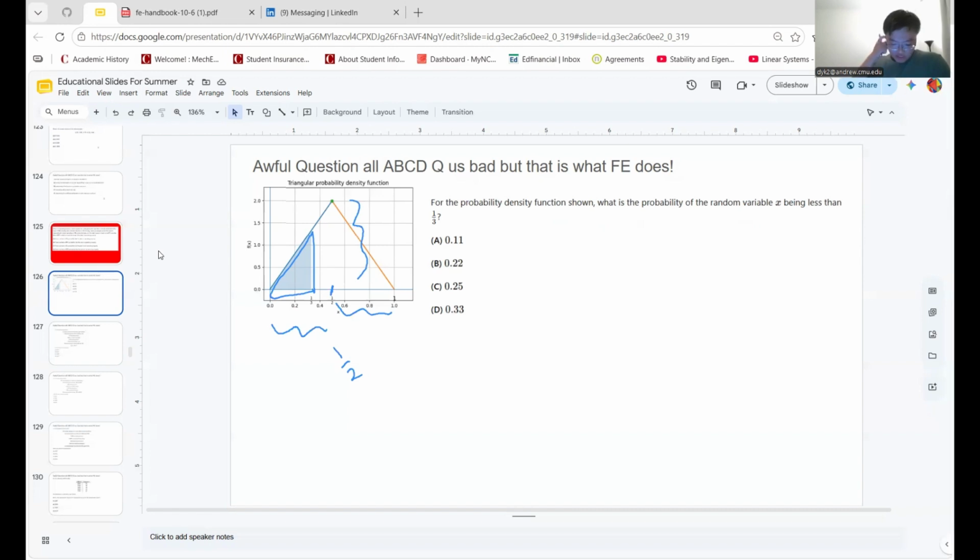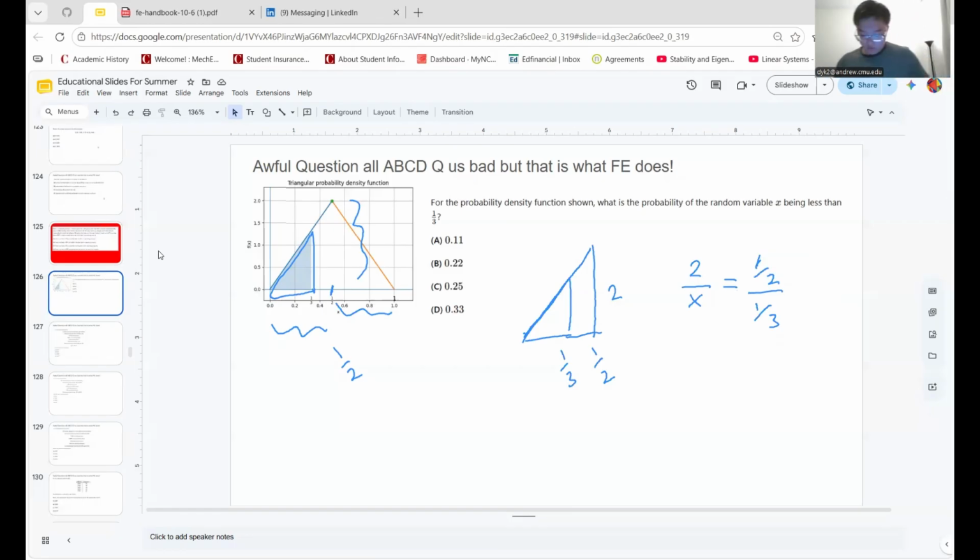I'm thinking, what's the easiest way to do this question? I think it's probably two similar triangles. Because if this is one third, and this is one half, and this is two, then the ratio of this must be the same, right? So 2 divided by x, and 1/2 divided by 1 divided by 3 must be the same ratio, right? Am I correct about this? I'll double check with another way. There's like three different ways to solve this.